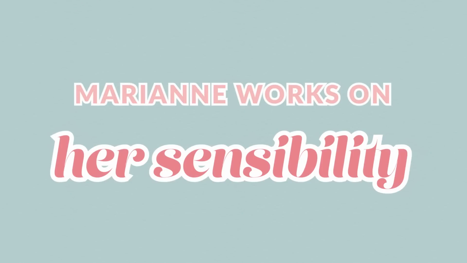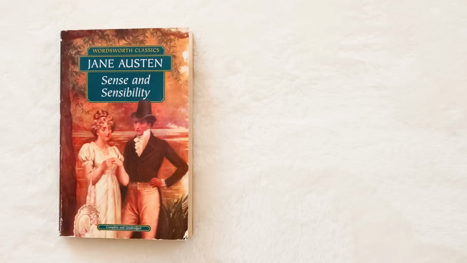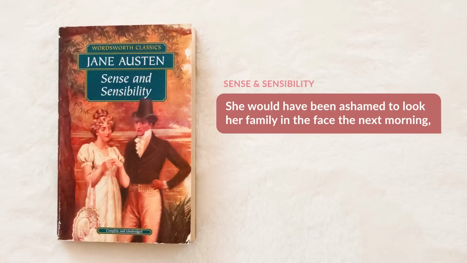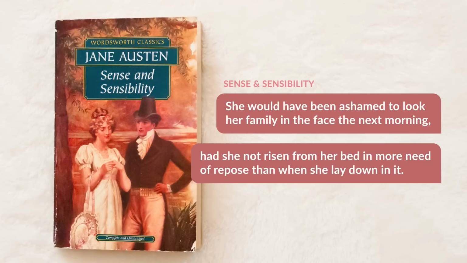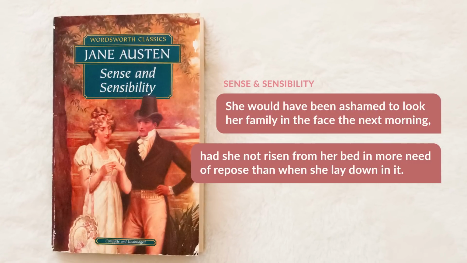But what's super fascinating about the ideal heroine is that she doesn't have to work at it. These emotions come to her naturally, whereas Marianne works at it. She's actively conscious of how her emotions should be, and she tries to behave that way. So, for example, when Willoughby first leaves her and she's supposed to be going to sleep, but she's just too upset about it, she consciously thinks about how she should be behaving. It says, "She would have been ashamed to look her family in the face the next morning had she not risen from her bed in more need of repose than when she lay down in it."